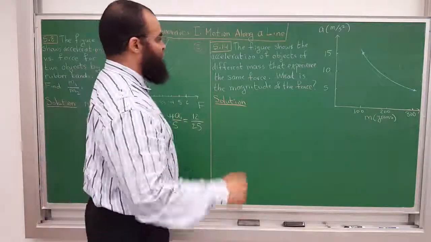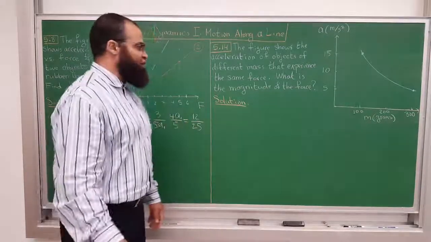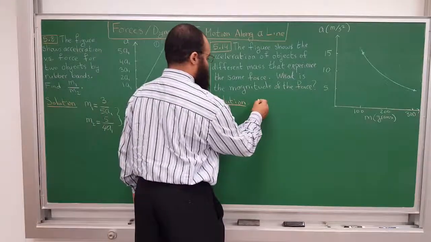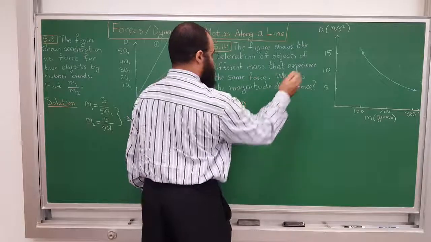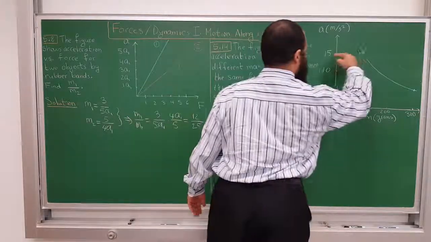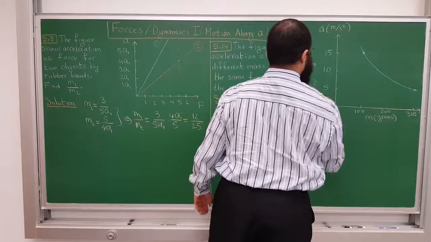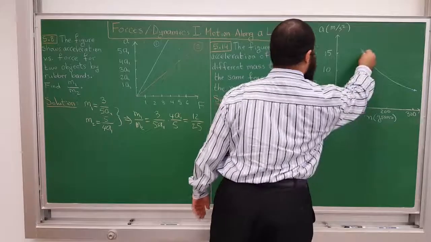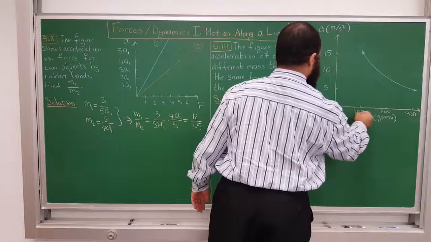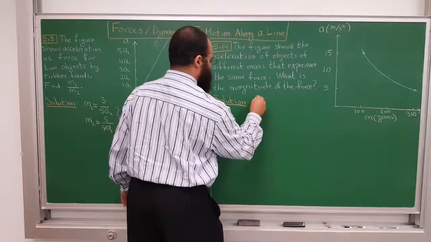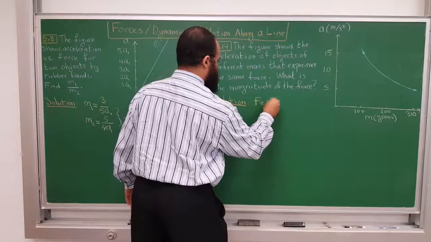Well, we know that the net force on an object is the mass of the object times the acceleration of the object. So we're free to choose to calculate the force anywhere we like. And so we choose where the x and y axes have clear coordinates here. For example, this point has the coordinates of 100 grams and 15 meters per second squared. So let's calculate that. I can use F equal to ma.